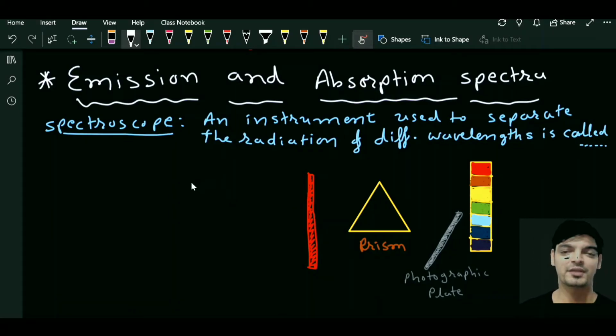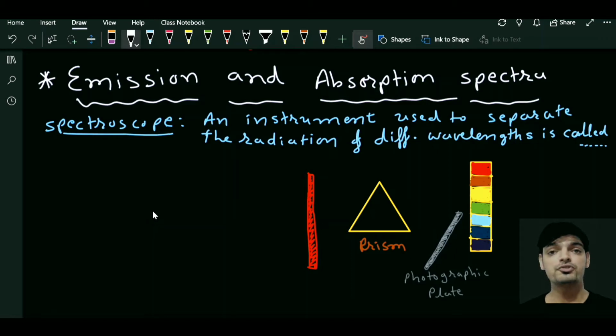Welcome to Chemistry Art. Myself Bhavi Kumar Patel, and today we are going to discuss the emission and absorption spectra. So what are emission and absorption spectra? First of all, what does spectra mean? Spectra means colors. When electromagnetic radiation undergoes dispersion and gives a color band, these color bands are known as a spectra. So we are getting a color band here.